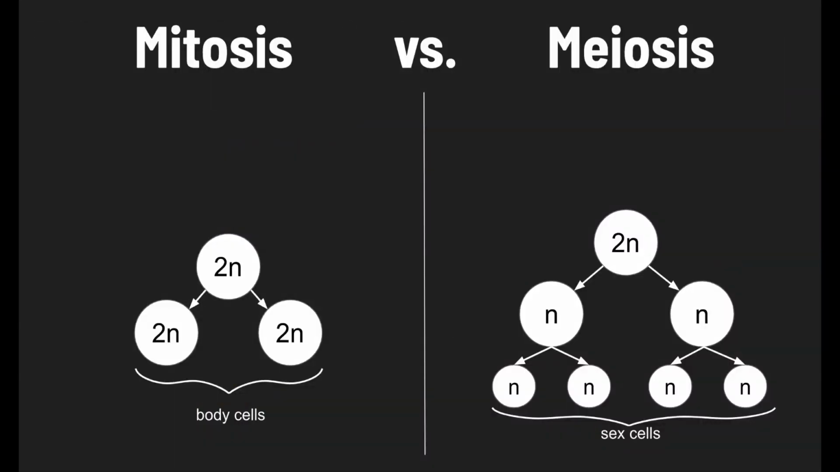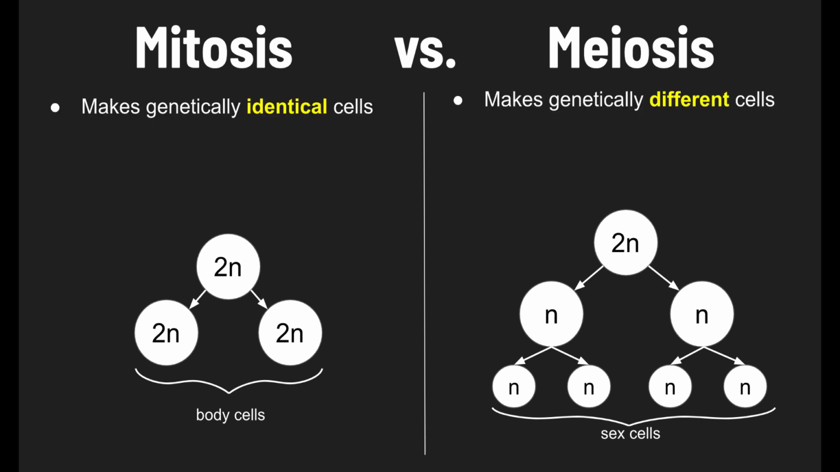Okay, I've said this word meiosis a few times, and you might recall that previously we've discussed mitosis, so I thought it'd be helpful to lay out some of the differences between mitosis and meiosis. Mitosis makes genetically identical cells, but meiosis makes genetically different cells.